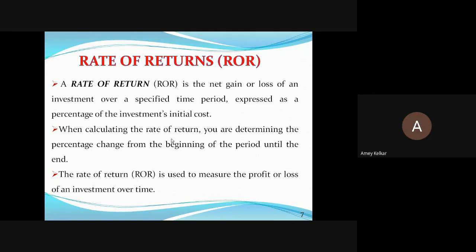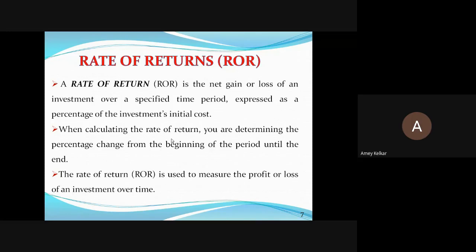Now the next concept is rate of returns. The rate of return is the net gain or loss of an investment over a specified period of time, expressed as a percentage. This is nothing but your rate of interest, discounting factor, rate of returns, or internal rate of returns. All these terms are similar, and they are expressed in terms of percentage. It will be denoted by a small i.